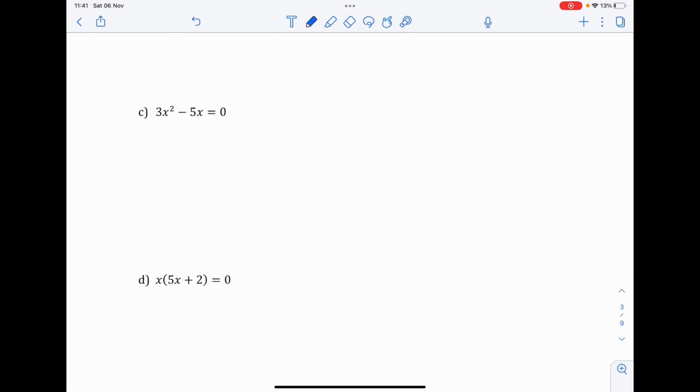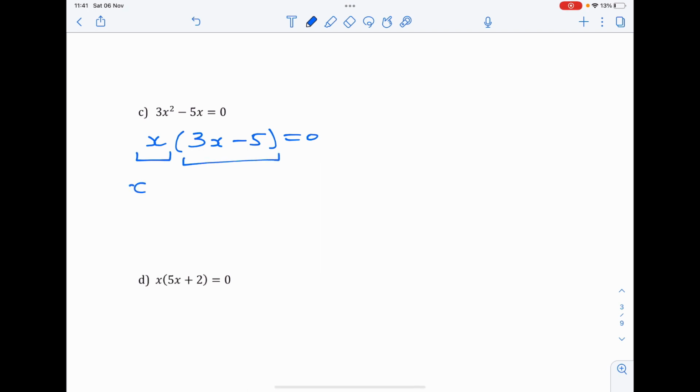The next one doesn't have a constant value. Usually you're used to 3x squared minus 5x minus 2, for example. You're usually used to seeing the 3 different values. We treat it similarly, but we can do a common factor here. The common factor is x. So in our bracket, we're left with 3x - 5, and we have x(3x - 5) = 0. We treat it the same now. This is a factor on the outside of the bracket, and the bracket is a factor.